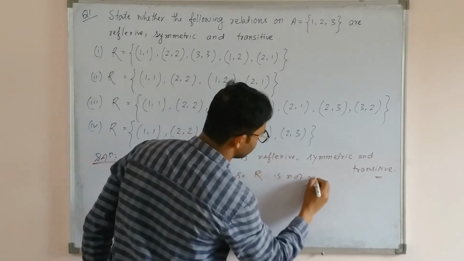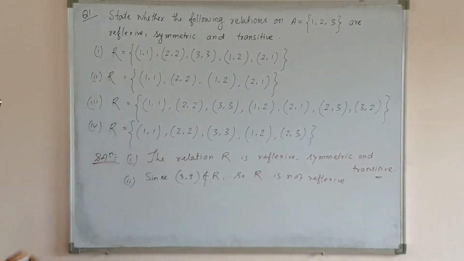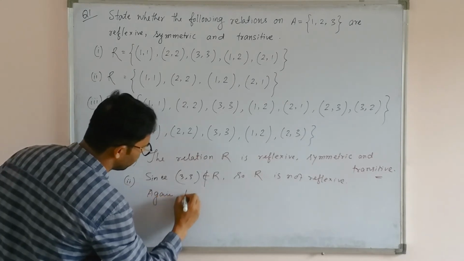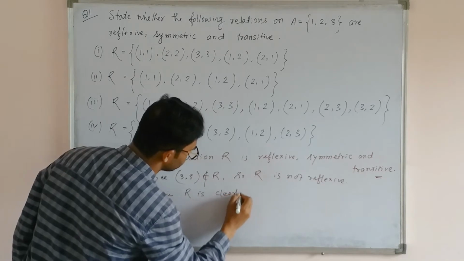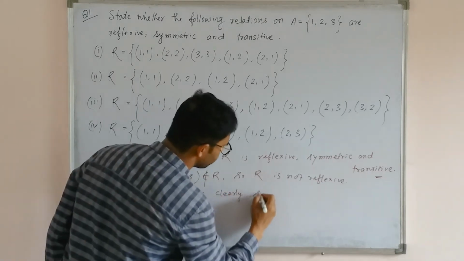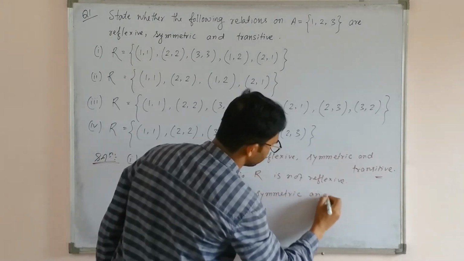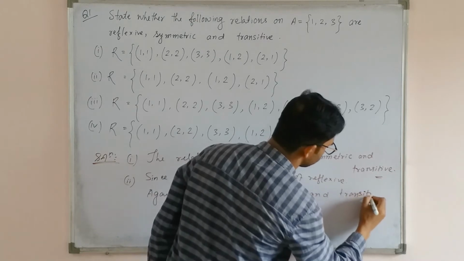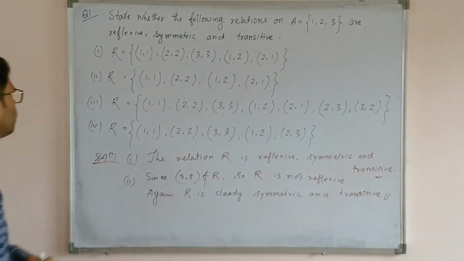Again, you write directly that R is clearly symmetric and transitive. Symmetric and transitive. So that is the answer for question number 2.